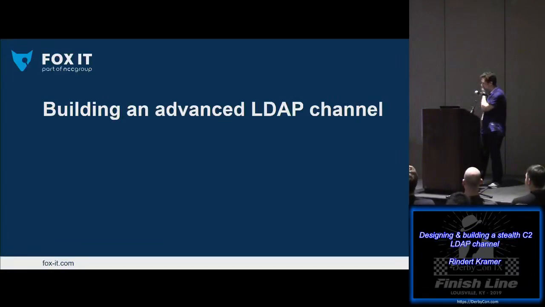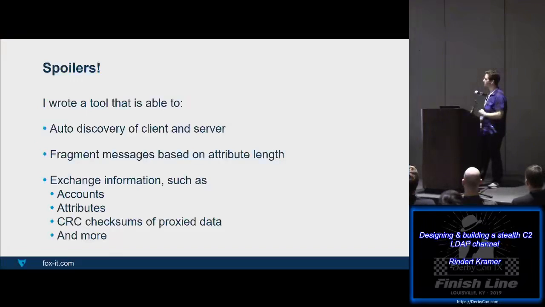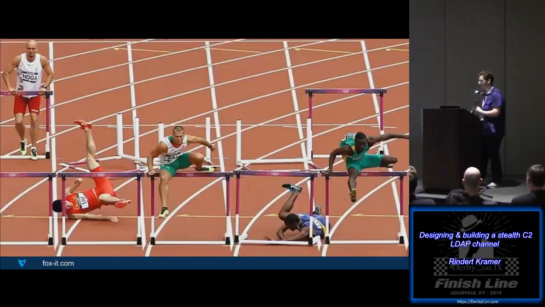So that's why I decided to build a more advanced LDAP channel that mitigates most of these issues. A small spoiler for the end of the presentation, but I wrote a tool that's able to auto-discover client and server, fragment the messages based on the attribute length that's selected, and exchange information such as accounts, attributes, CRC checksums, proxy data, and more. But there are no solutions without having a problem first. And there were quite some hurdles that needed to be overcome during the development of that tool.